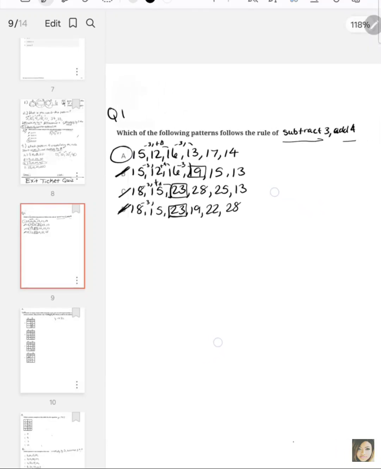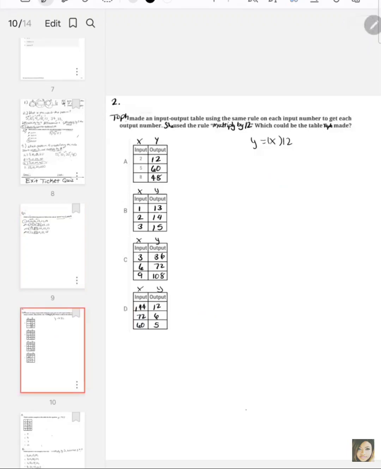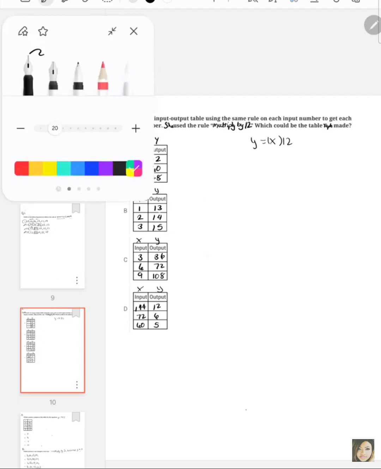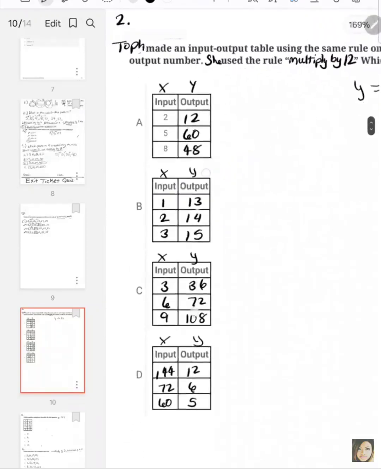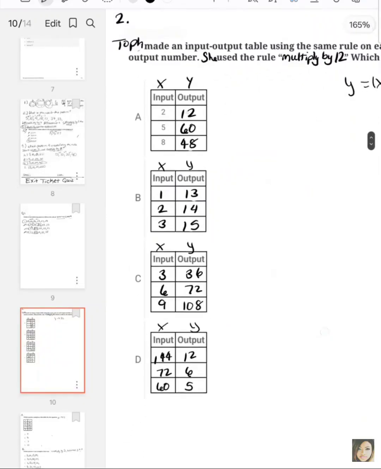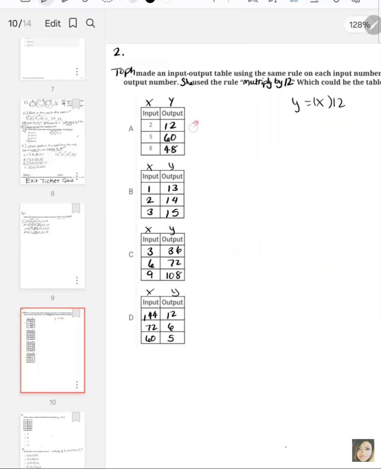The next question that I want to talk about is one that deals with inputs and outputs. So let's say for this input-output table, you have to multiply. It says she multiplied by 12. So that's my rule, and then the equation was y equals x times 12. So whatever you had in your x, you were to multiply that, and that would give you your y.